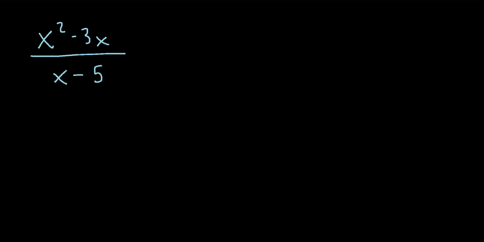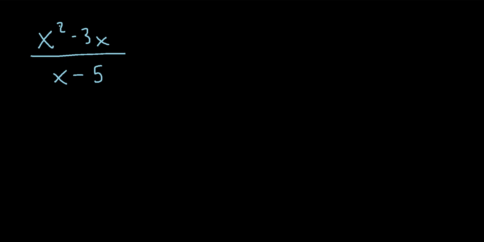A rational function has a slant asymptote if the degree in the numerator is exactly 1 greater than the degree in the denominator. So I have two examples here of how to find slant asymptotes. Let's check out this first example. Let's say we have x squared minus 3x divided by x minus 5.